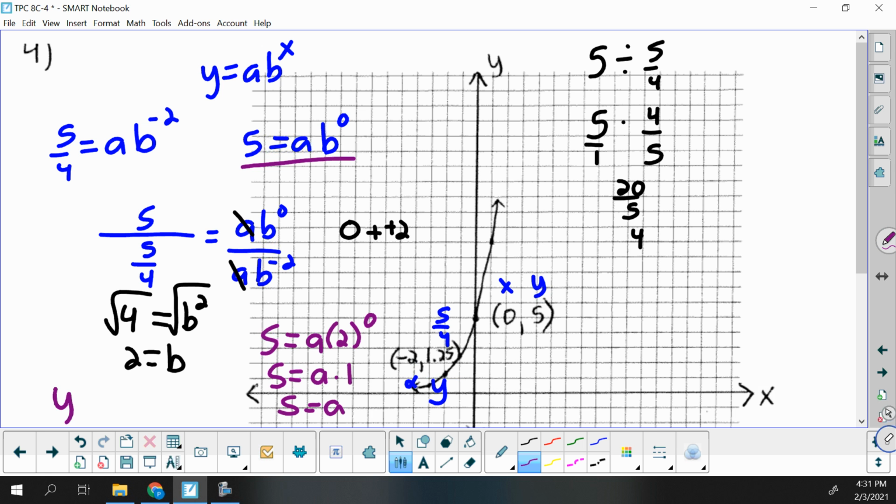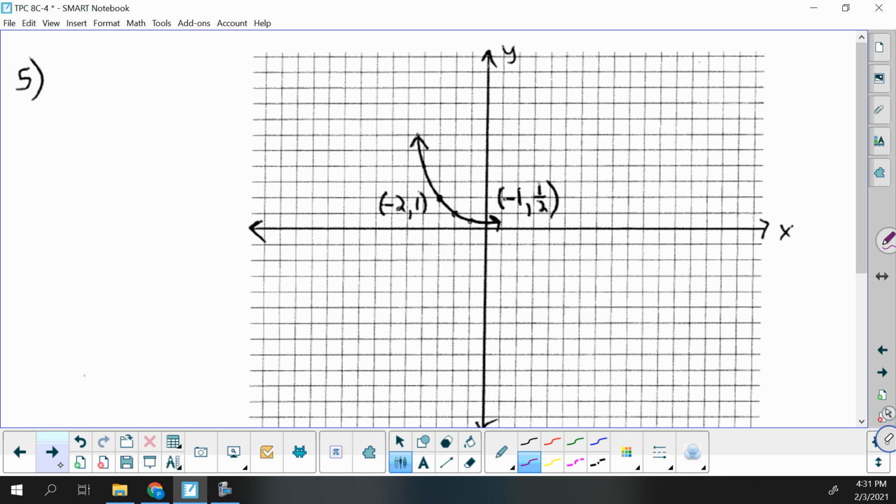To finish off, write your equation. So we have 5 times 2 raised to the x. Okay, if it's a whole number, you don't have to put it in parentheses, but if it's a fraction, you do have to have it in parentheses. So if you just do it always, then you'll make sure you have it.